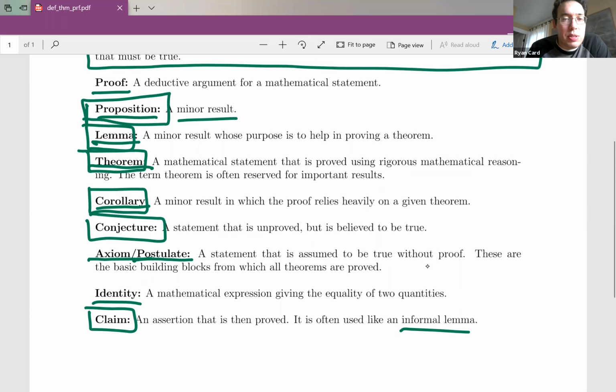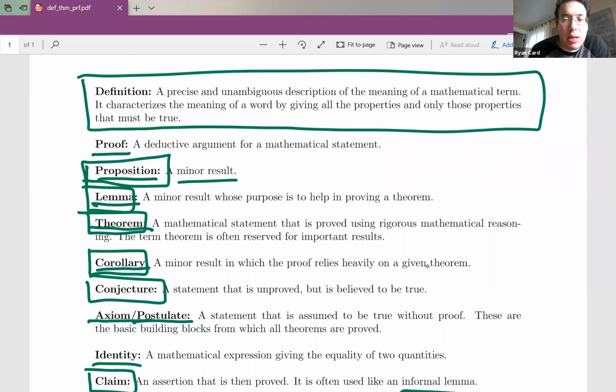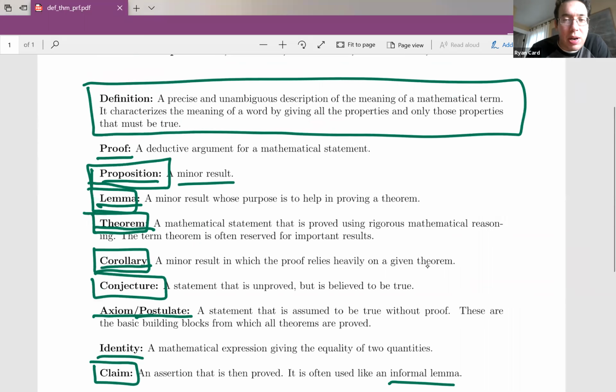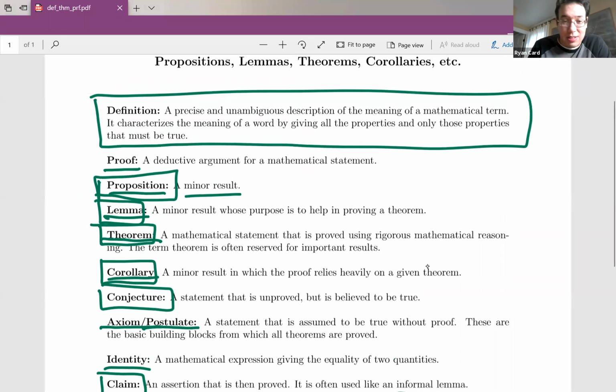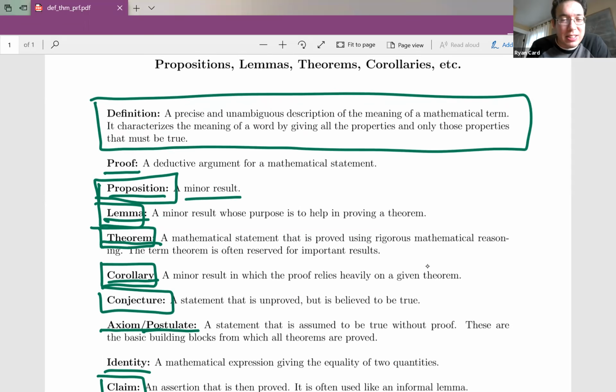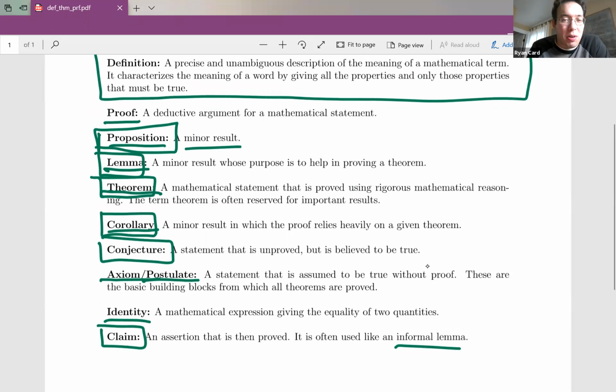Okay, so those are the terms I wanted to explain. Maybe you know this already. Maybe you haven't seen it because it's never explicitly stated anywhere. But there you go. Now you have it.